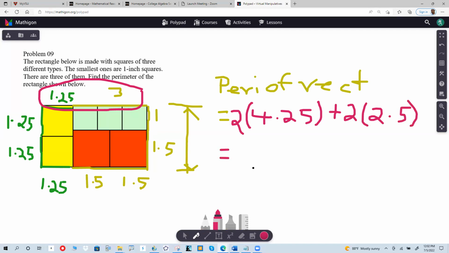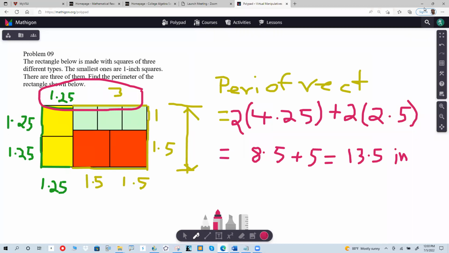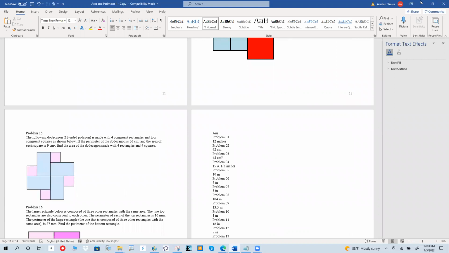Now, 4.25 times 2 is 8.5. And 2.5 times 2 is 5. And 5 plus 8.5 is 13.5. Now I'm going to put the unit as inch. And I'm going to quickly check my answer. Number 9. And what did we get here? We got 13.5. Yep, we got it right.